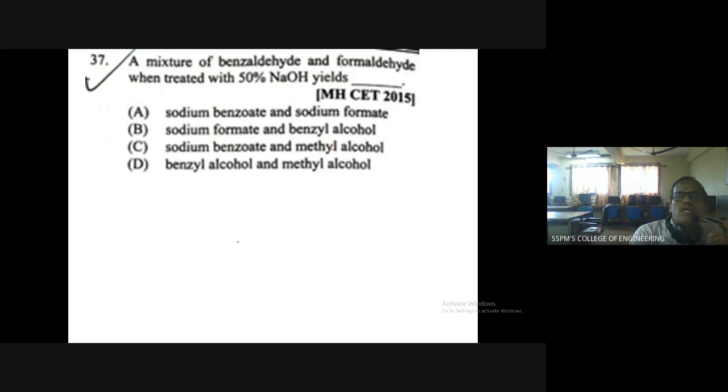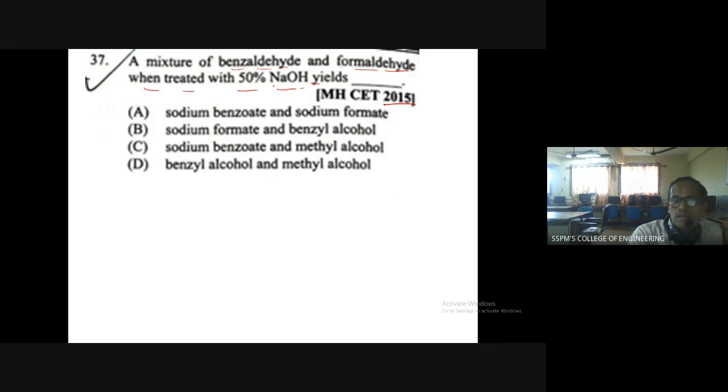Now, again CET 2015. This chapter, aldehyde, ketone, and ester acid, is the biggest topic of the CET syllabus. You see, highest weightage. You should prepare this thoroughly. Okay. Now, the next reaction is this Cannizzaro reaction. If you remember, Cannizzaro reaction. What is that? A mixture of benzaldehyde and formaldehyde, when treated with 50% NaOH, yields what?